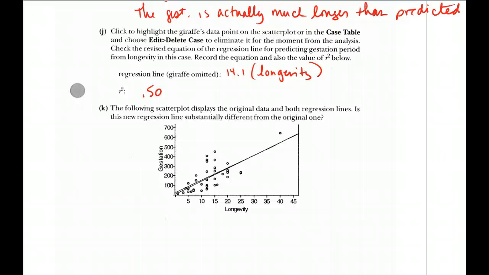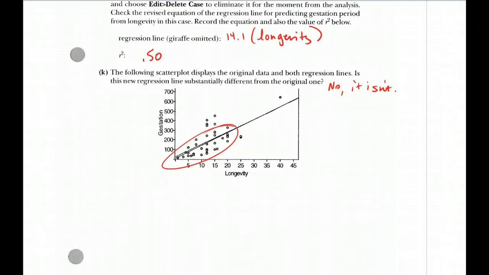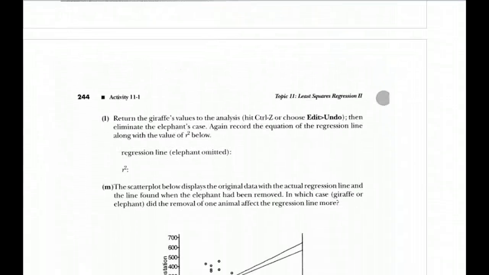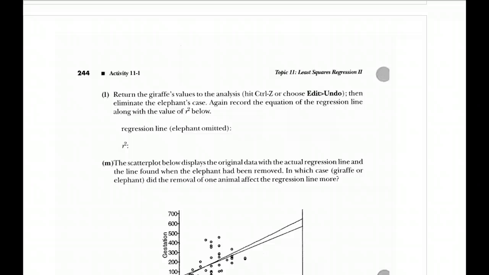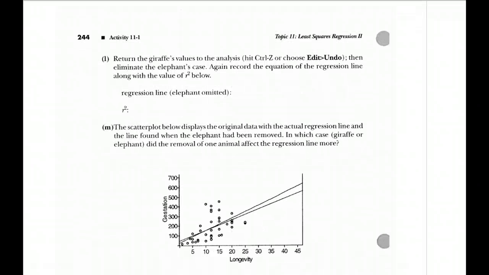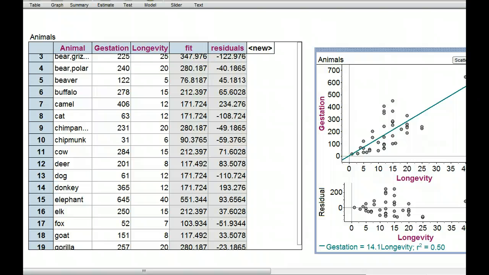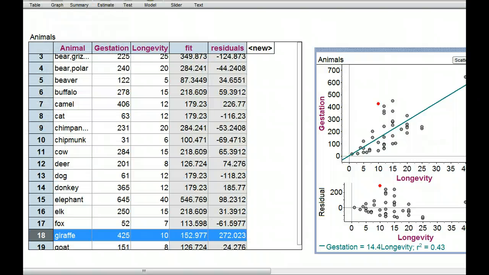Is this new regression line substantially different? You can kind of see here there are two regression lines. Is it substantially different? No, it isn't. So removing the giraffe didn't change that much, is what they're getting at here. Okay, put the giraffe back. Hit edit, undo. Okay, giraffe, you're back.